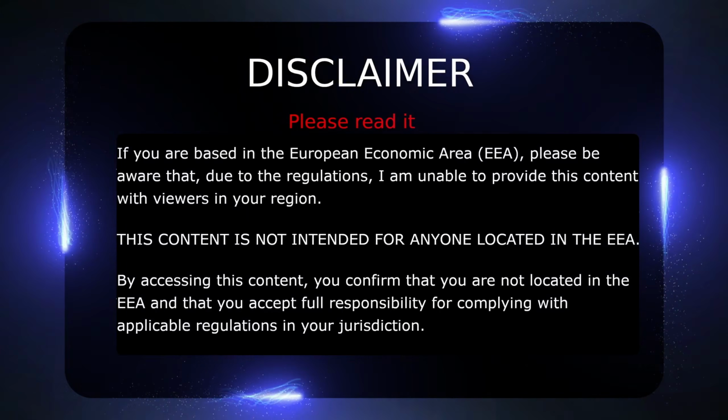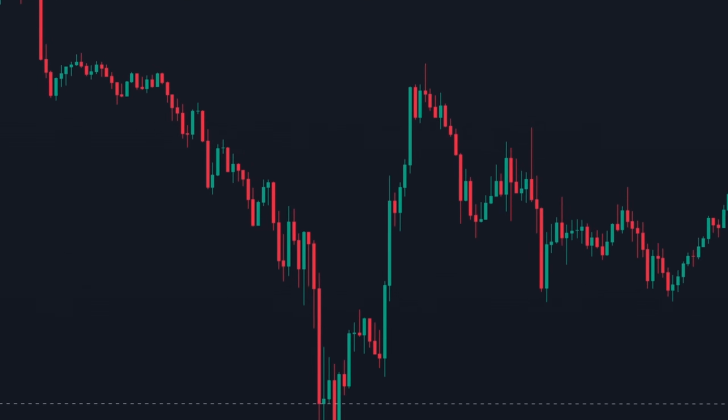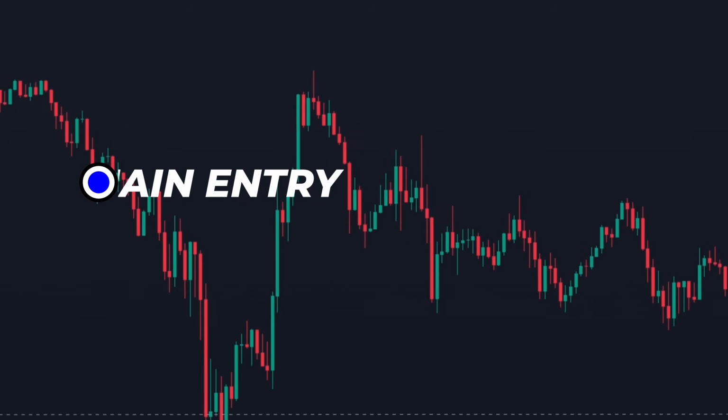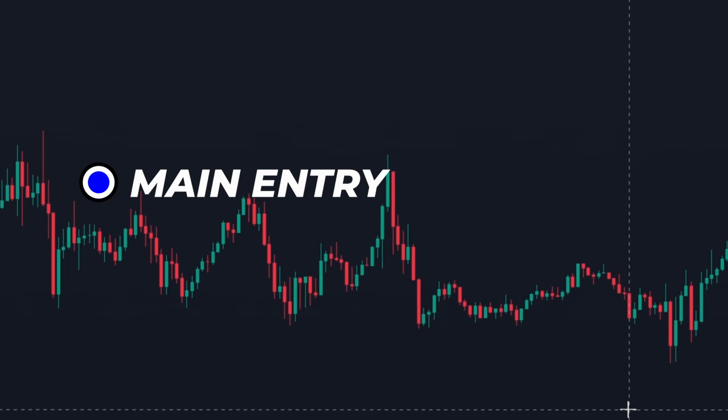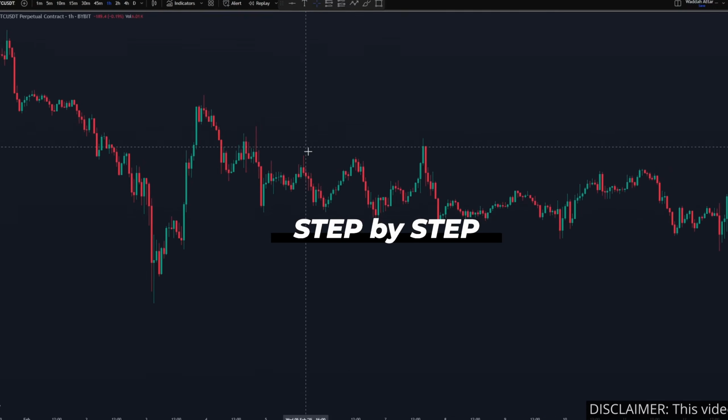So, let's jump straight into it. Today's trading strategy is built around these principles: a main entry based on an indicator and a volatility confirmation based on another indicator. We'll break it down step by step.